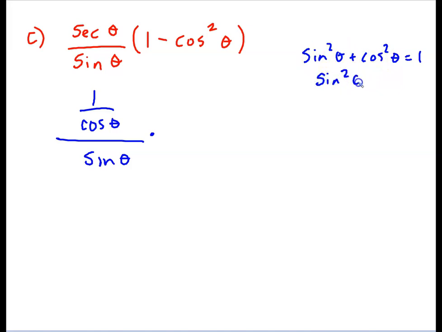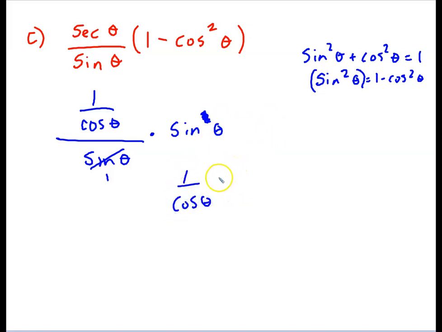So if we just subtract cosine squared from both sides, we get this. What this is saying is sine squared theta is the same as 1 minus cosine squared. So you literally can do substitution. You can replace 1 minus cosine squared theta with sine squared theta. And since you're multiplying, then you can do some canceling. That just becomes 1. I'm dividing by sine theta in both cases, so this just becomes sine theta instead of sine squared.